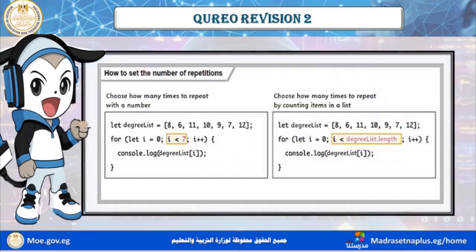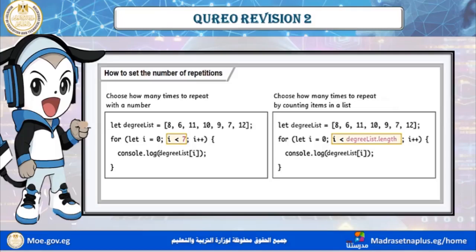So how will we calculate the number of repetitions? We have here a degree list of 7 items, 8, 6, 11, 10, 9, 7, 12. So we here say for let i equal 0, i less than 7, i plus plus, and that means we have 7 repetitions from 0 to 6, console.log degree list of i. So the first one we will take 8, then 6, then 11, then 10, then 9, then 7, then 12.